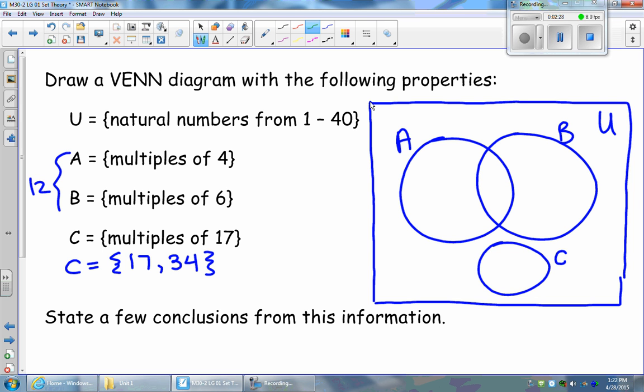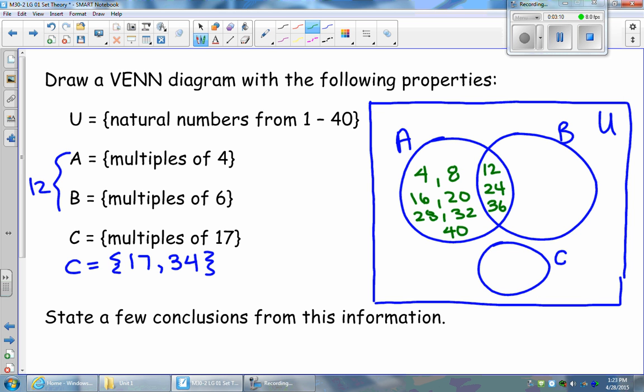Okay, and so now let's fill this in. If I'm thinking about the elements that exist in set A, there's going to be 4, 8, 12, which goes in the middle because 12 is a common element to both A, multiples of 4, and B, multiples of 6. The next multiples are going to be 16, 20, and 24. Again, 24 is going in the center because it's common to both set A and set B. Okay, the next elements are 28, 32, 36, which goes in the middle because it's also a multiple of 6, and the last element is 40.